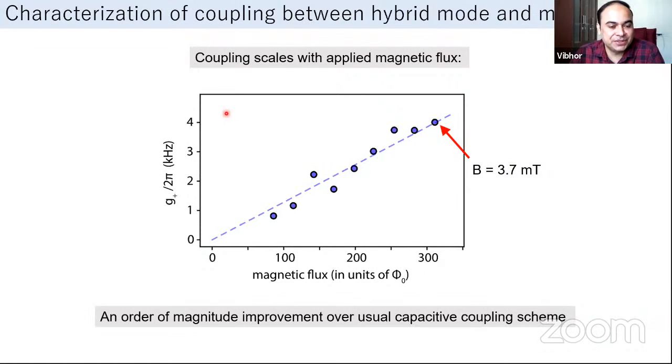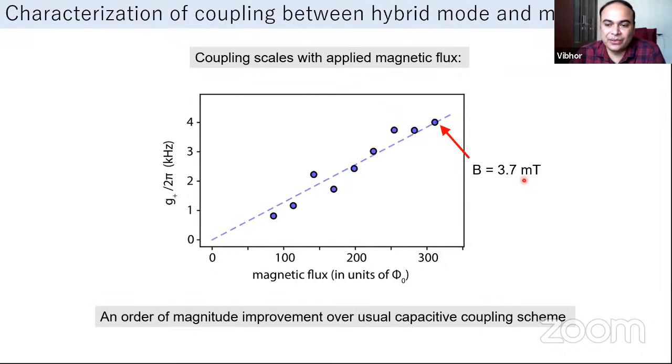Okay. So this number may not make a lot of sense, how big 4 kilohertz is in comparison to other numbers. So just to put it in perspective, based on the capacitive coupling scheme that I showed earlier, with just a drum type of capacitor, this is almost an order of magnitude increase in optomechanical coupling rate. Okay, and in principle, there is scope for increasing it further by applying a larger magnetic field.